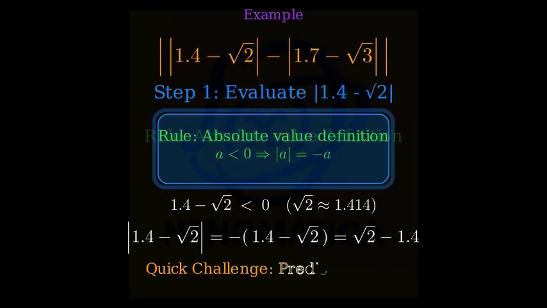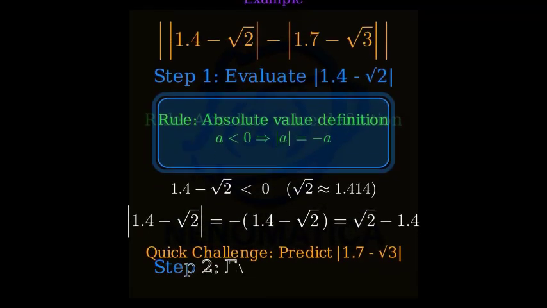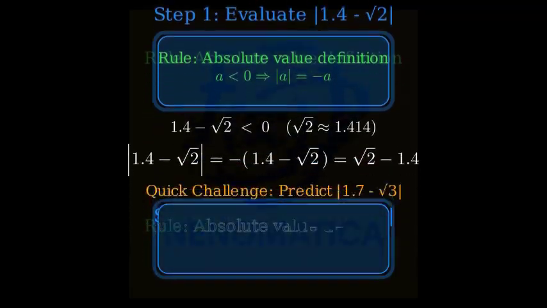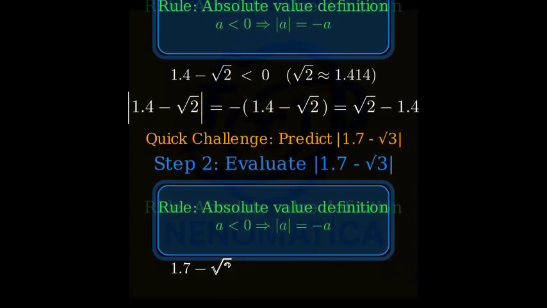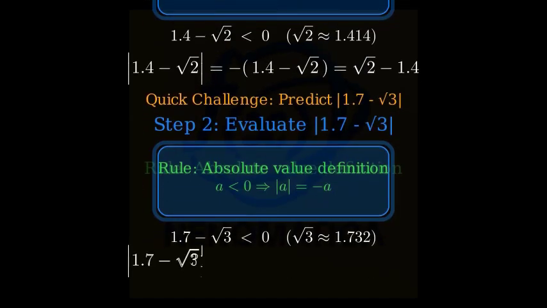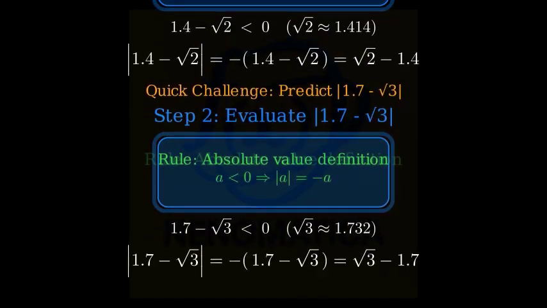Quick challenge. Can you anticipate the result of the second inner absolute value before we compute it? Step 2. Evaluate the absolute value of 1.7 minus square root of 3. Since square root of 3 is approximately 1.732, the quantity is less than 0, so the absolute value is the negative of the expression. That gives square root of 3 minus 1.7.